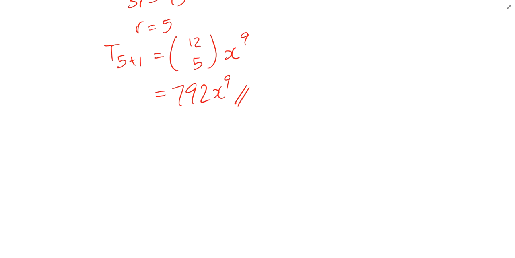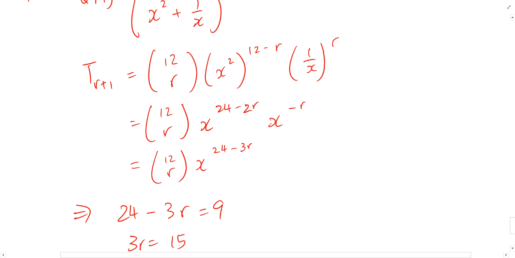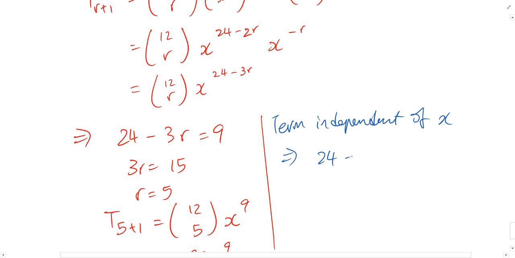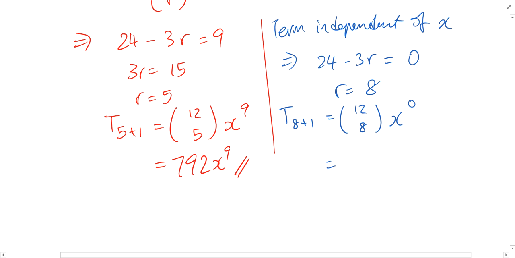So the next part, they want the term independent of x. That tells us that 24 minus 3r equals 0. r equals 8. So I'm looking for term number 9. 12 choose 8, x to the power of 0. And how much is this? 12 choose 8, calculator? 495. That's it? Understand? Yes?